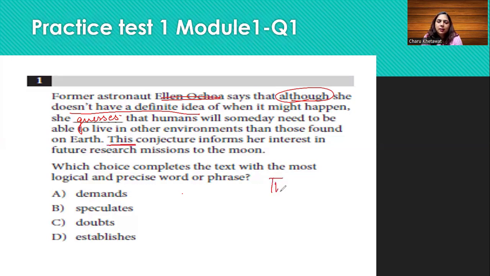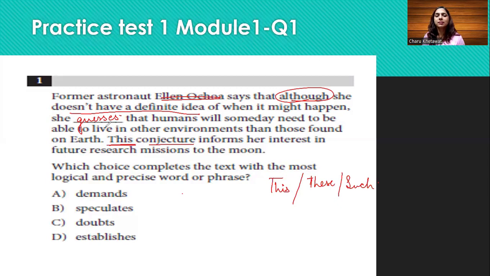Now, these are very important keywords: this, these, such. Pay attention to those. When you say "this conjecture," that means I must have discussed this conjecture earlier in the sentence. Conjecture means you're just guessing. You're making speculations. "This guess informs her interest in future research missions to the moon."